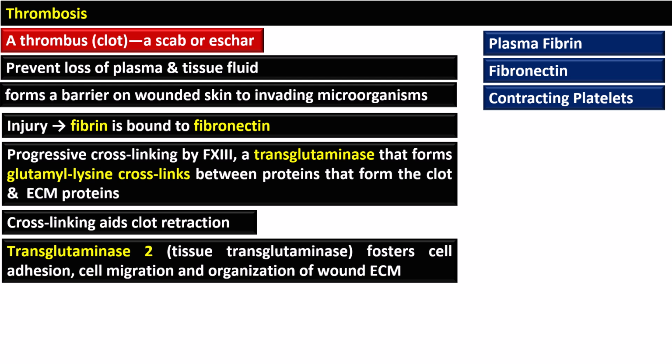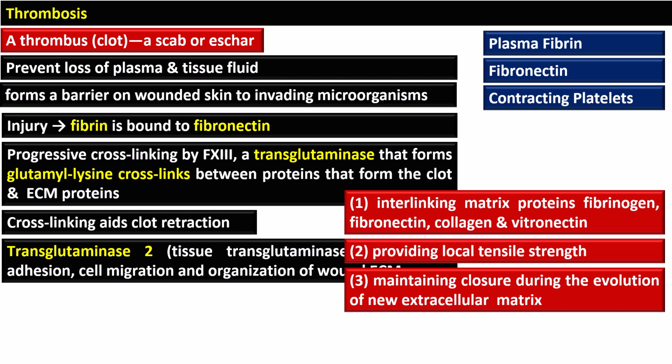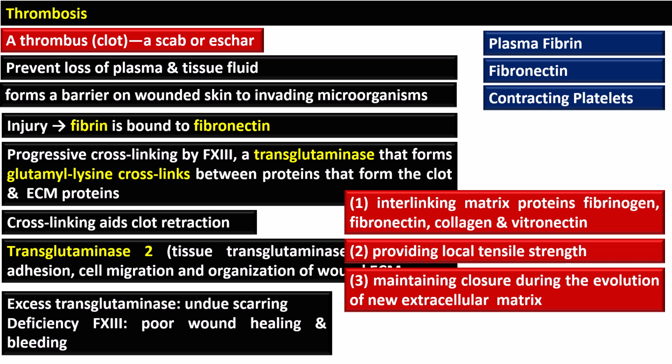Then tissue transglutaminase, or transglutaminase 2, fosters cell adhesion, cell migration, and organization of the wound extracellular matrix. They actually are responsible for interlinking matrix protein, fibrinogen, fibronectin, collagen, and vitronectin. They provide local tensile strength and also maintain closure during the formation of the new extracellular matrix. If there is excess transglutaminase presence, there is undue scarring of the site, and if this factor 13 is deficient, there is poor wound healing and bleeding.